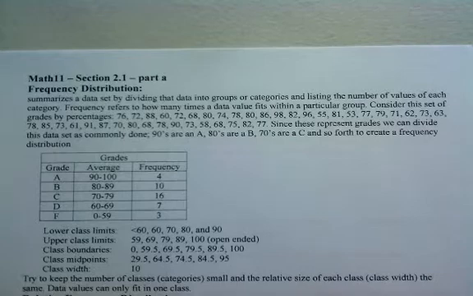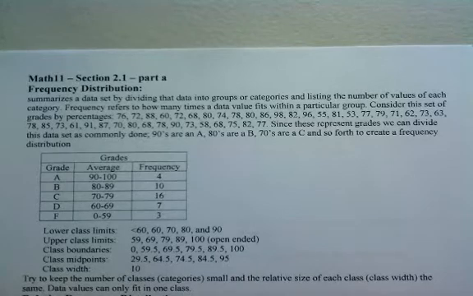But I can do that right away just because I have organized the data into a data table, or what we call a frequency distribution. And basically the frequency is how many times a data value fits within a particular group, and those groups we call classes. Now there is a little bit of vocabulary. We have our lower class limits. The lower class limits are the lower ends of each class.